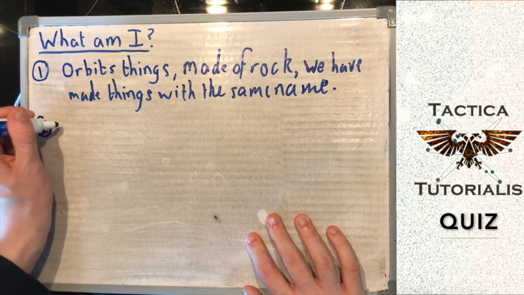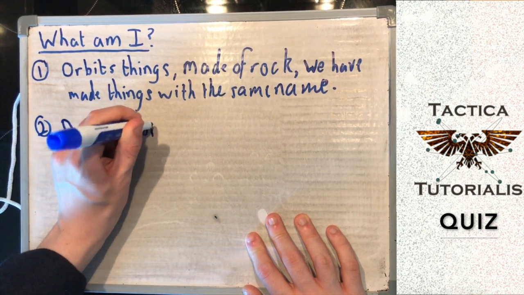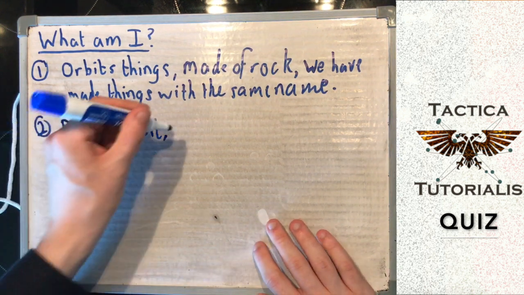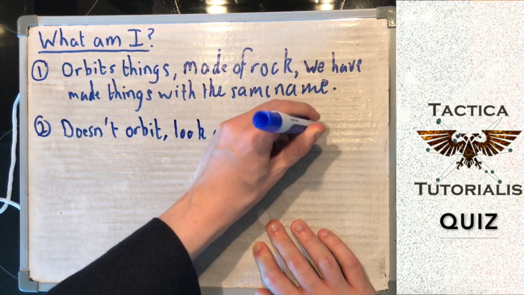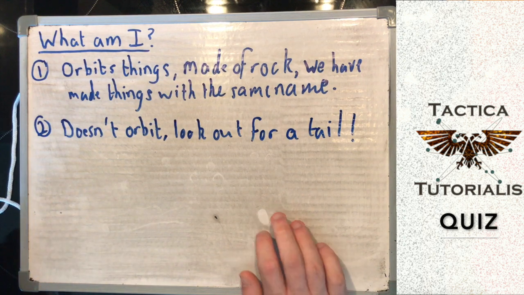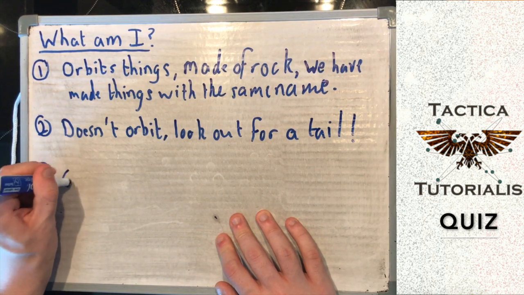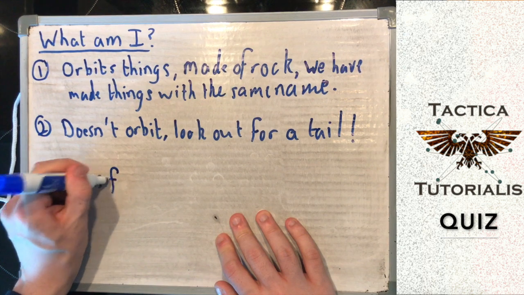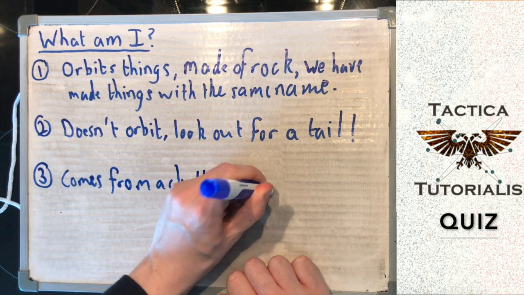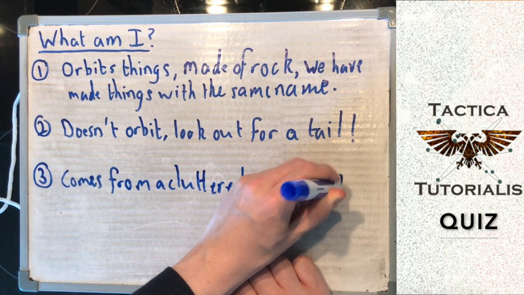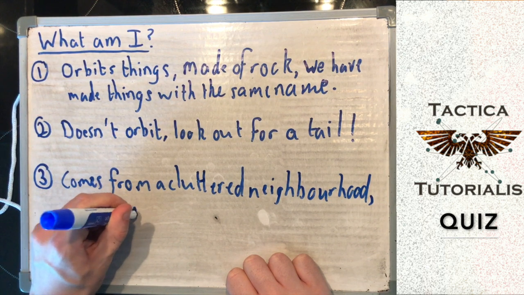Number two. Number two doesn't really have an orbit. And you should probably look out for the tail. So what do you think that one is? Have a think about it. And the third one comes from a rather cluttered neighborhood. It comes from one of these cluttered neighborhoods, if you like. And you'll sometimes find it hanging out with asteroids.